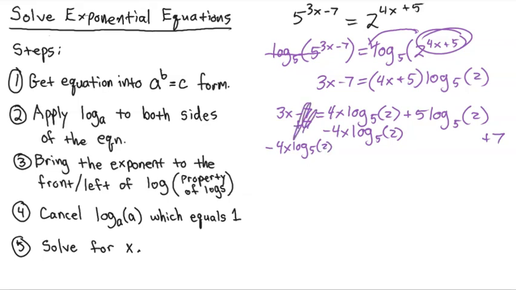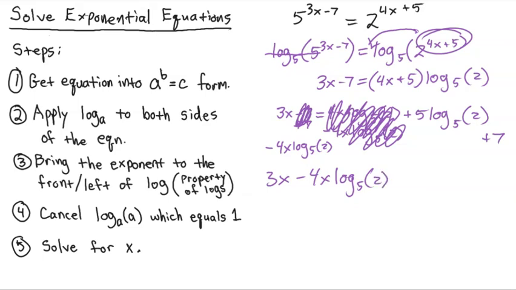The negative 7 is going to cancel, and over on the right side, this is all going to cancel. And so all we have left on the left is 3x minus 4x log base 5 of 2, and on the right side, we have 5 log base 5 of 2 plus 7. So 3x minus 4x log base 5 of 2 equals 5 log base 5 of 2 plus 7.